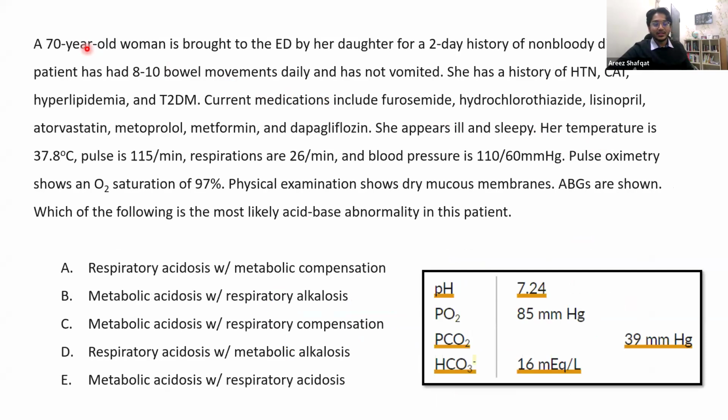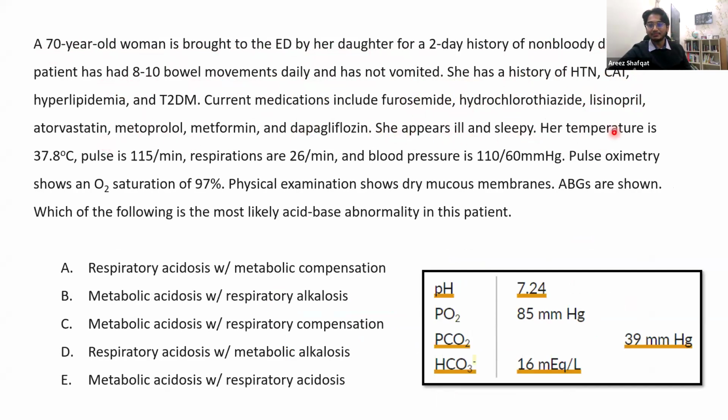Good. The next question: a 70-year-old woman is brought to the ED by her daughter for a 2-day history of non-bloody diarrhea. The patient has had 8 to 10 bowel movements and has not vomited. She has many comorbidities, is taking a bunch of medications, including furosemide, thiazide diuretics, lisinopril, metoprolol, dapagliflozin.